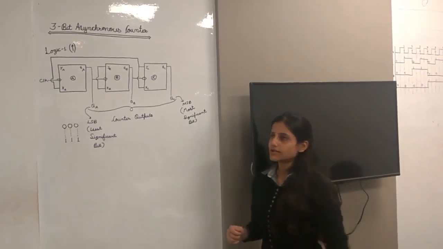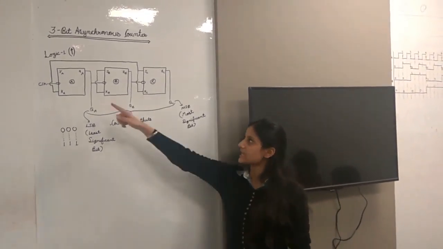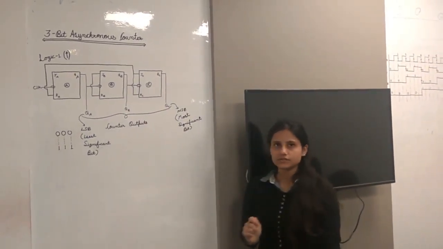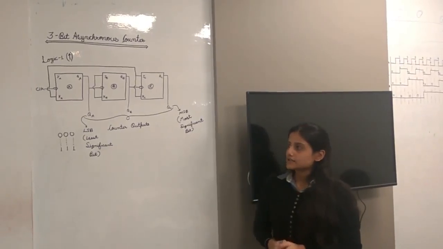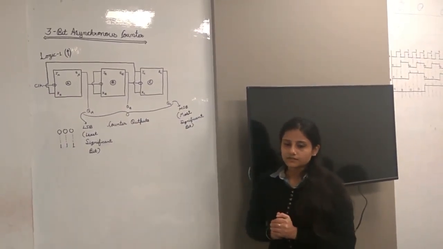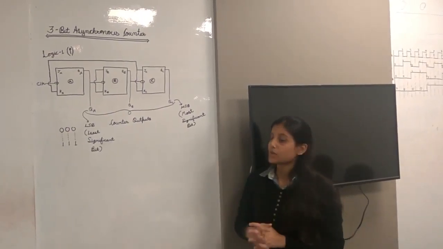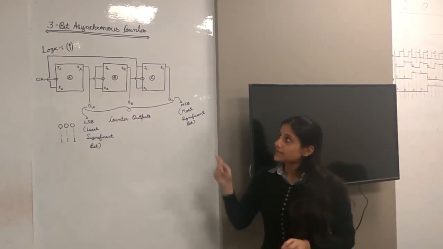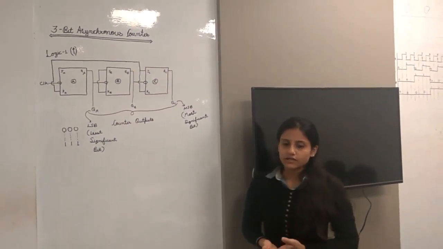So here we want toggling, and for toggling we have to make JA, JB, JC equal to 1, as well as KA, KB, KC equal to 1. And I have given common inputs to all the inputs of the flip-flop, which is logic 1. It means it is high, so definitely we have toggling.